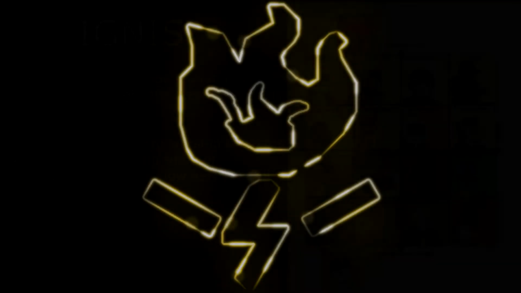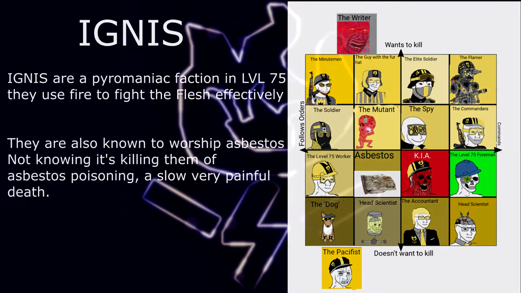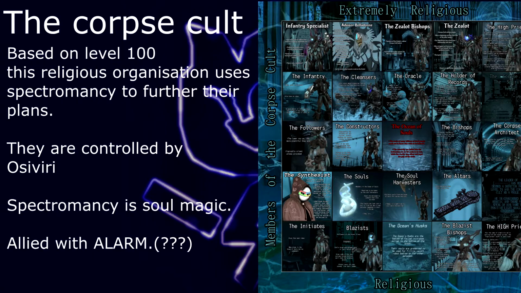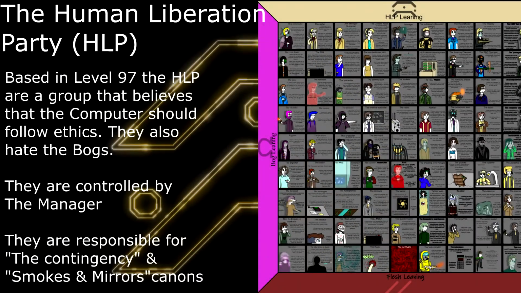For the less impactful factions we have Ignis. They are pyromaniacs who fight the Flesh, worshipping their lord and savior Asbestos, seemingly unaware that it's killing all of them. The Corpse Cult are a group of sorcerers that can control souls and do things such as put them into objects. According to my notes, they seem allied with Alarm, but I'm not certain of that, so don't take that at 100% value.